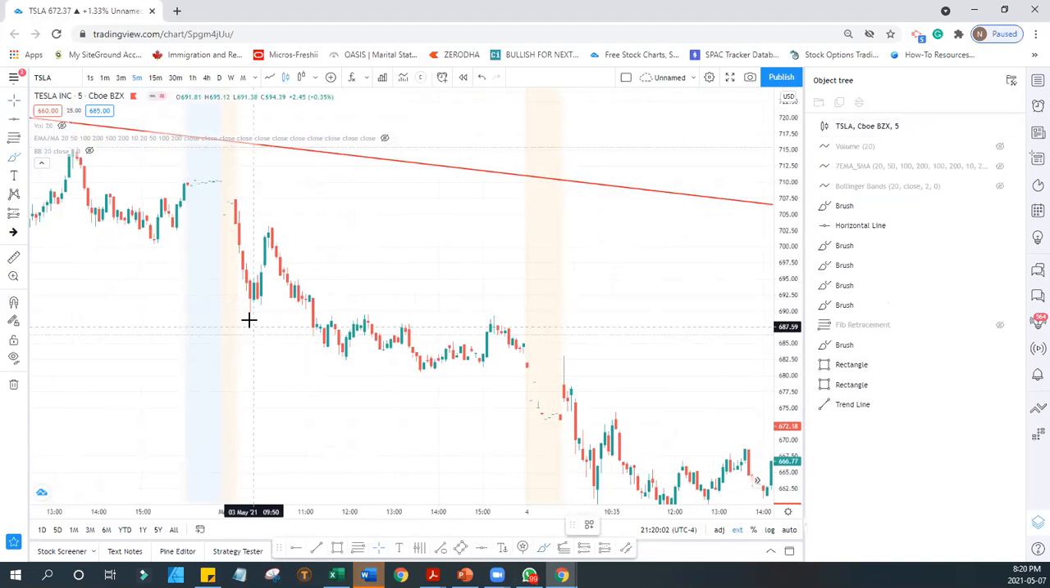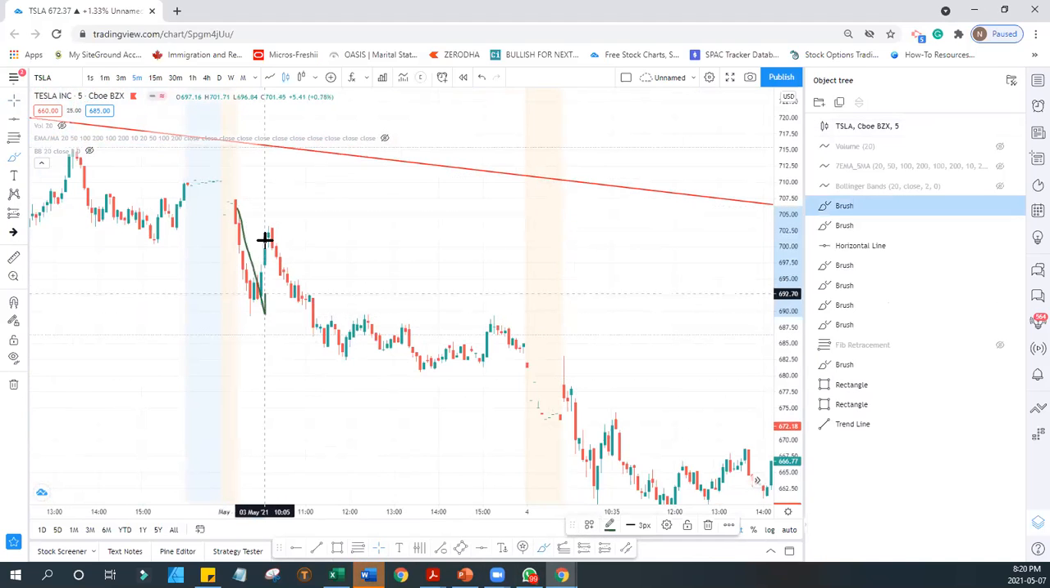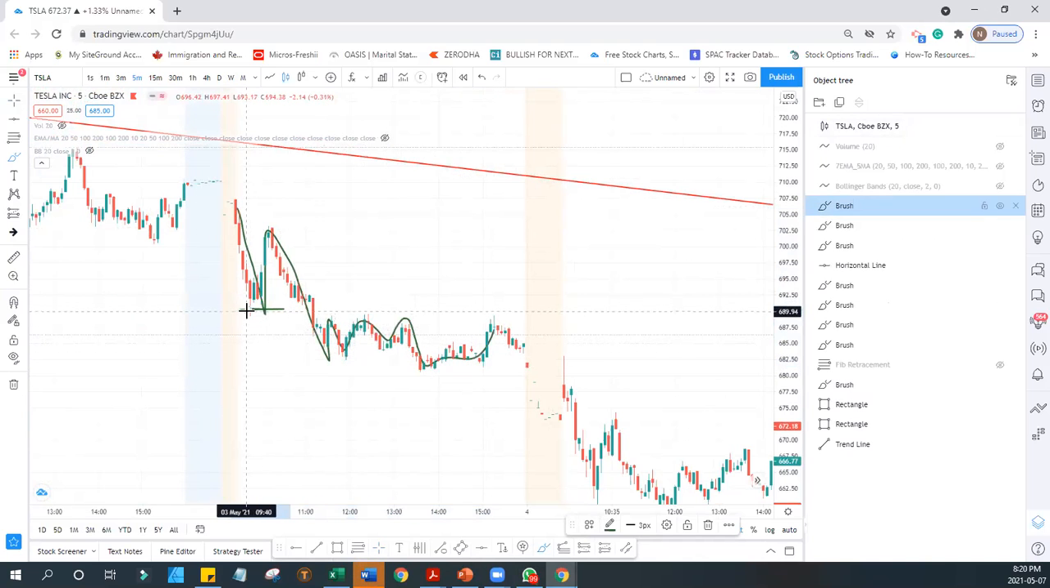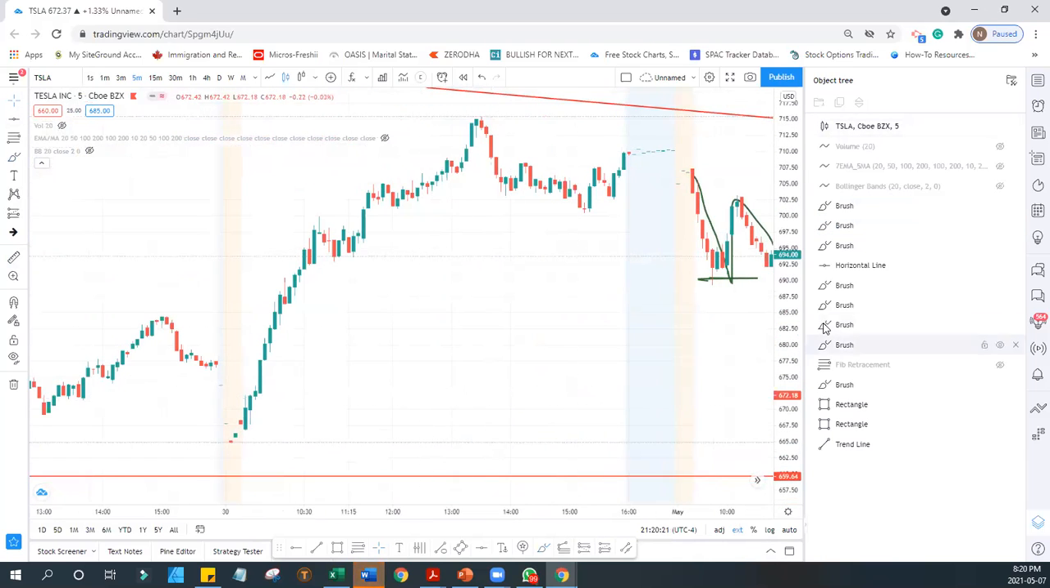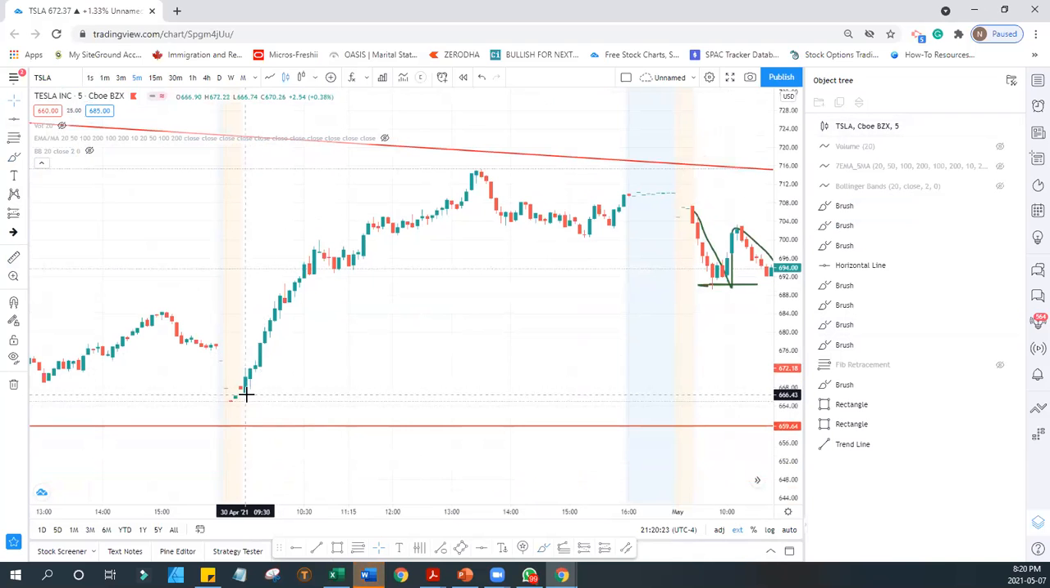See here, the price went up, down, then went up, and then fell again, up, down. If you bought it here and didn't take your 1%, it would have hit your stop loss. And same way here, the price just went up.